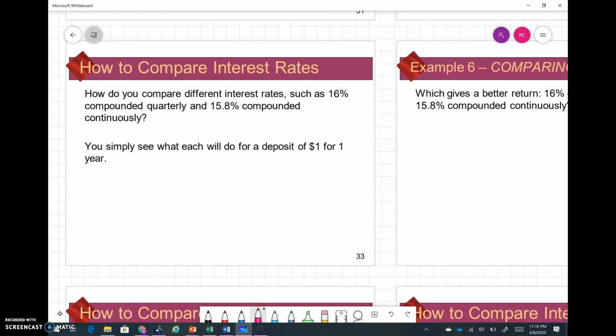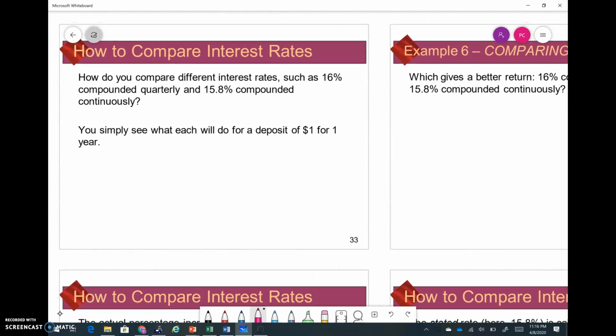All right, so how do you compare different interest rates, such as 16% compounded quarterly or 15.8% compounded continuously? If you needed to compare those, what you're going to do is deposit $1 for 1 year. Okay, so you'd have two different accounts. You've got one where your P is equal to 1, your rate would be 0.16, we know our M value would be 4, and my time is 1.